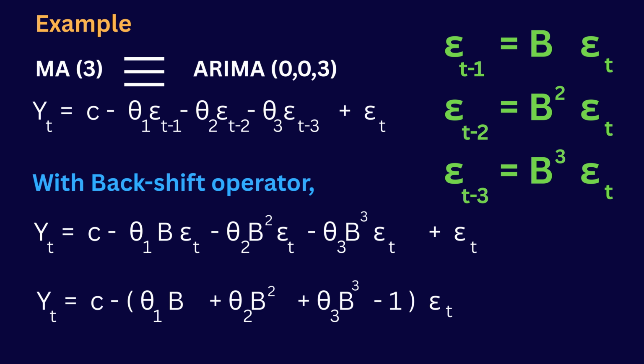Yt equals C minus open bracket theta 1 B plus theta 2 B squared plus theta 3 B cubed minus 1 close bracket epsilon t. So in here we don't have an integrative part, AR and MA part only. So we can write it as ARIMA(p,0,q) because we don't have a D value. So this is the general formula.